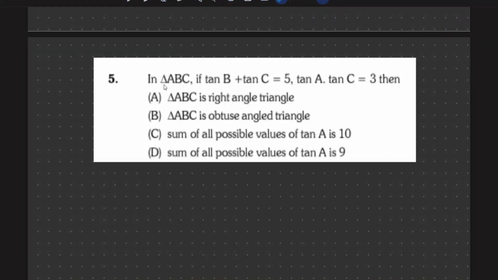So in this question we have been given a triangle ABC and we have been given two equations in tan of the angles of the triangle. So we need to tell which of the following options is correct. This is a single choice problem only.